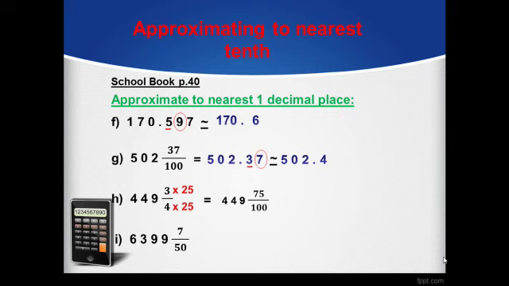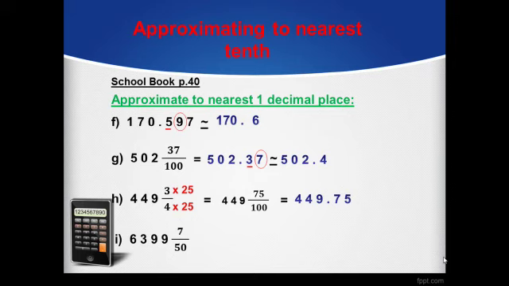Here we can easily convert it into decimal number by putting 449 same as it is, and the numerator, which is 75, same as it is, and we will count 2 steps from right to left and put decimal point. Here we go. Let's approximate to nearest one decimal place.